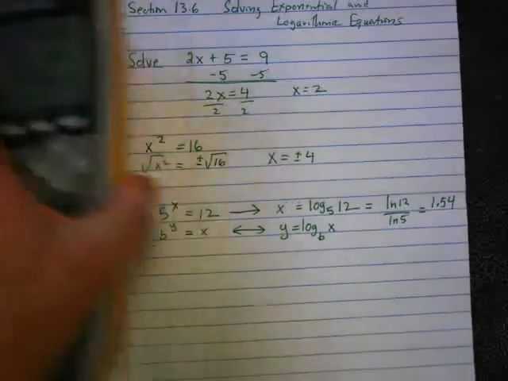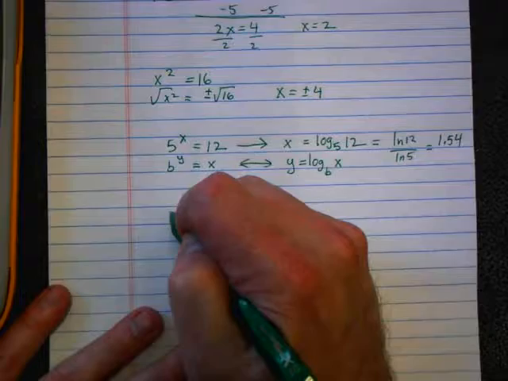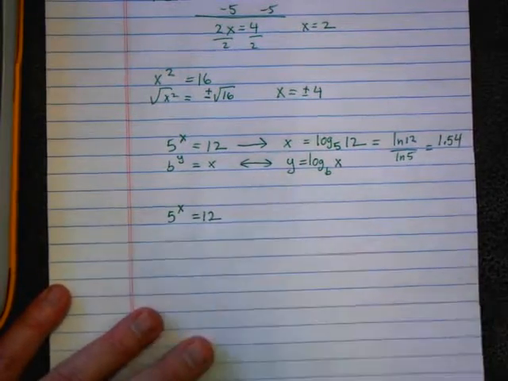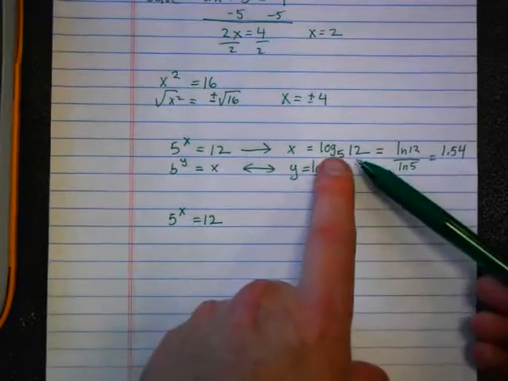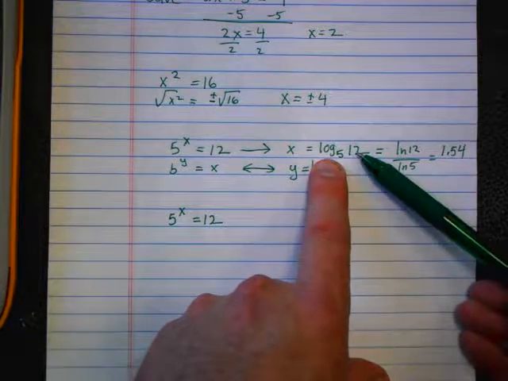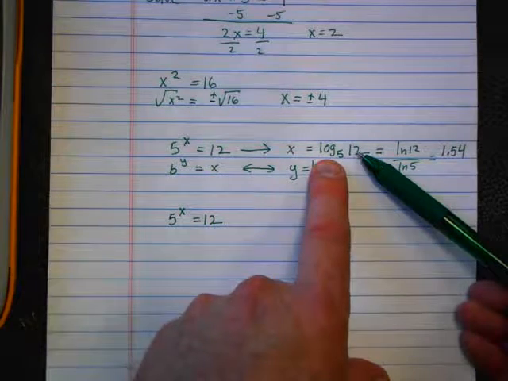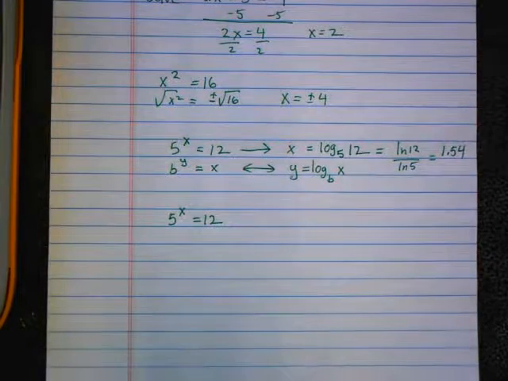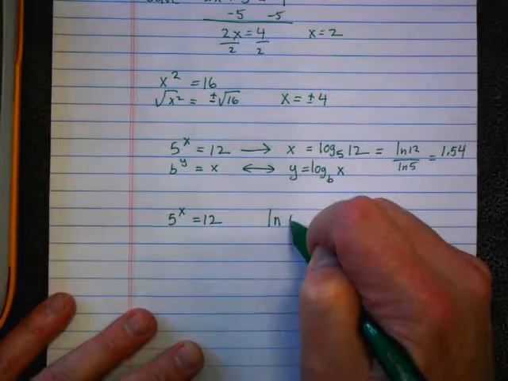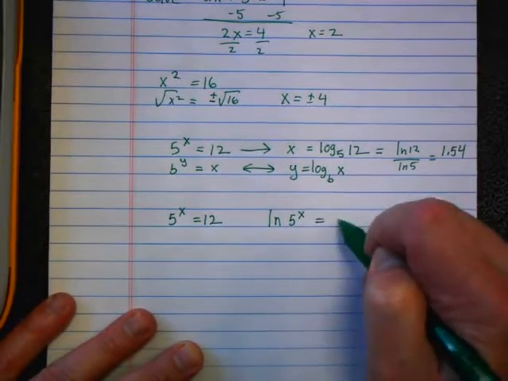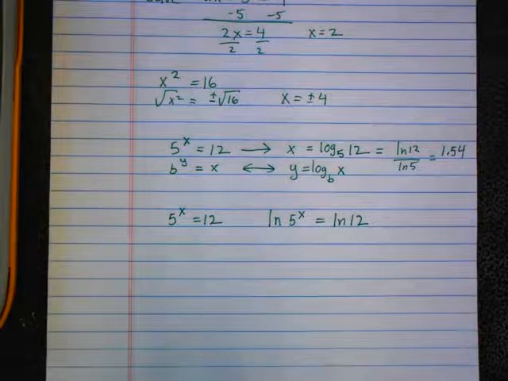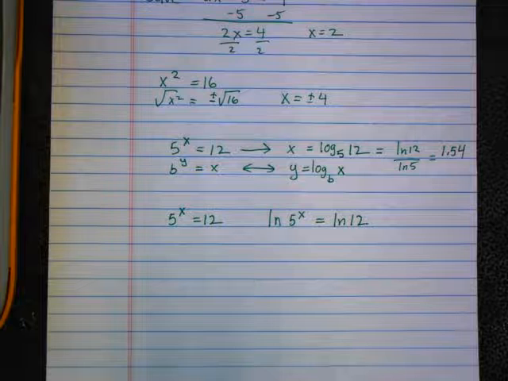All right, so here's typically what we do. If we have 5 to the x equals 12, we could convert it to logarithmic form using our old definition for logarithm. Typically, that's not what we do. Typically, what we do is we take this equation and we whack it on both sides with either ln or log. We almost always use ln or log because we have those buttons on our calculator.